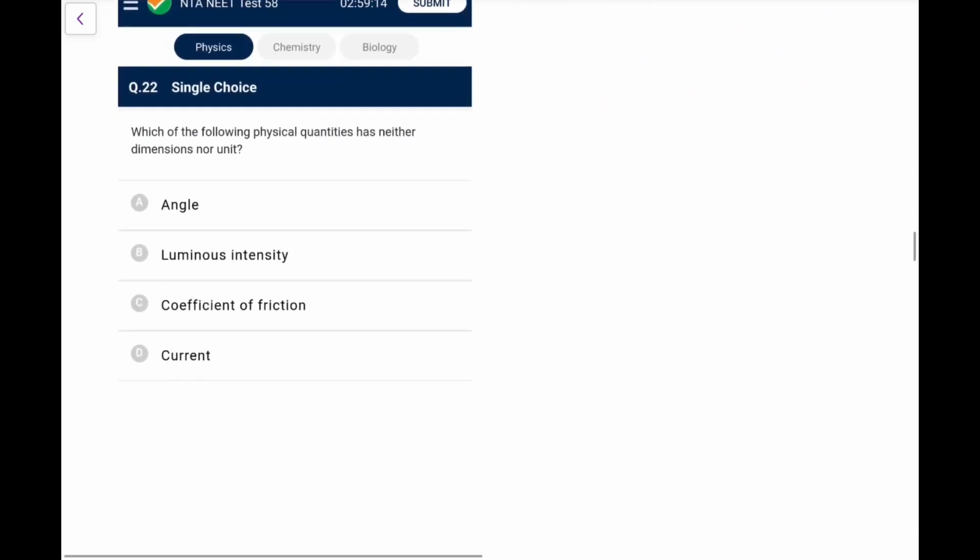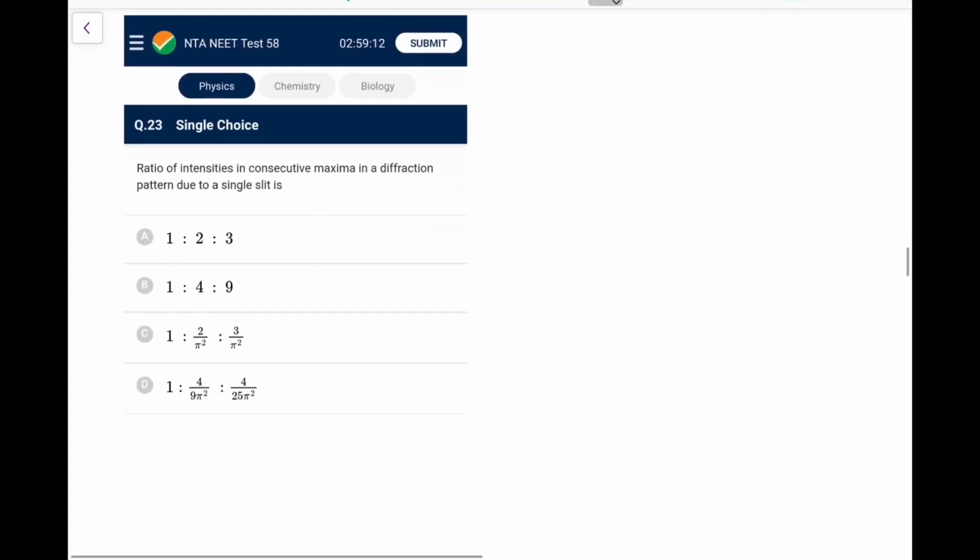Next, which of the following physical quantities has neither unit nor dimension? Angle has a unit, luminous intensity has both, coefficient of friction doesn't have anything, so this is the correct option. Now, next.